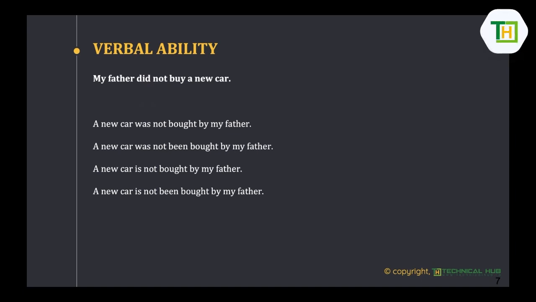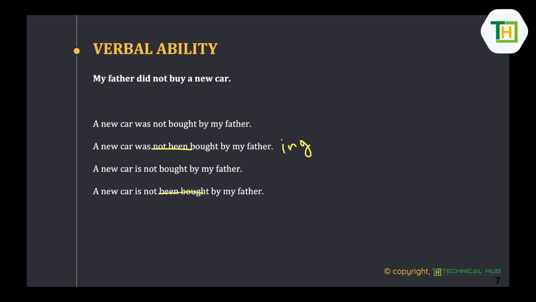Okay. So, my father did not buy a new car. A new car was not bought by my father. A new car was not being bought by my father. This cannot be used at all because it is not "been". If you want to use it in the subject, it should be the ing form. A new car is not bought by my father. A new car is not being bought by my father.